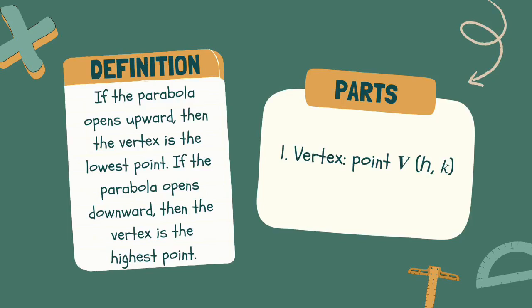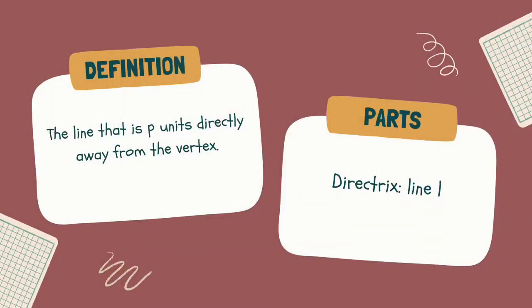Number 1 is the vertex. It is a point V, or the center of the parabola. The H and K is the center. The definition is: if the parabola opens upward, then the vertex is the lowest point. And if the parabola opens downward, then the vertex is the highest point.